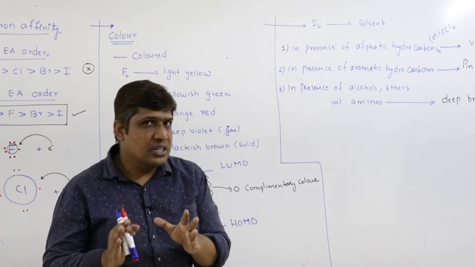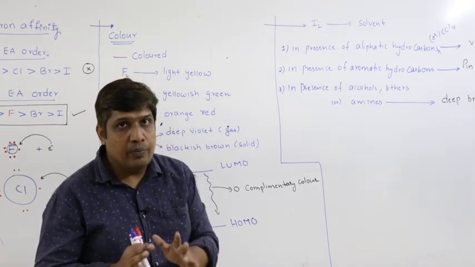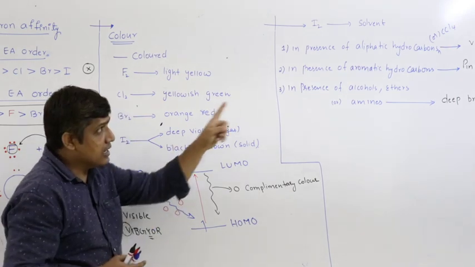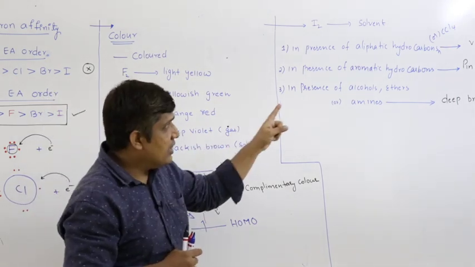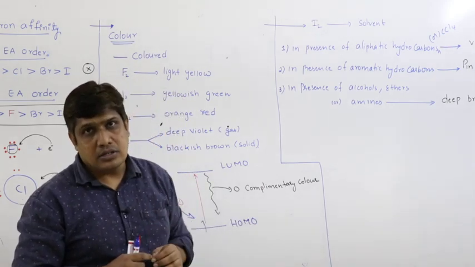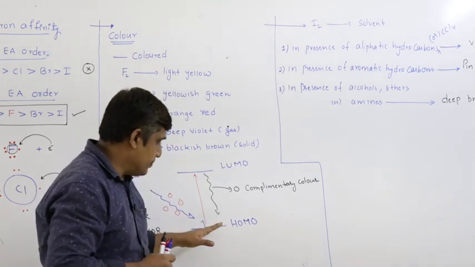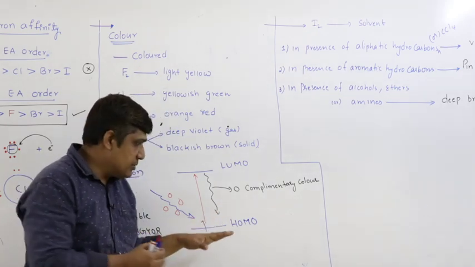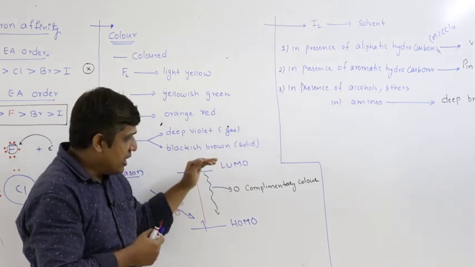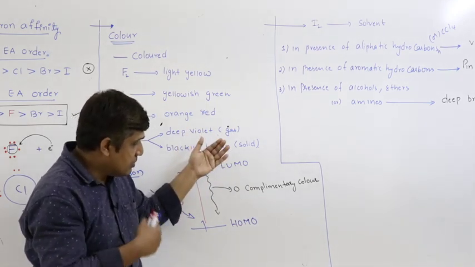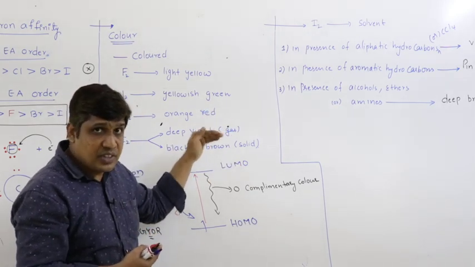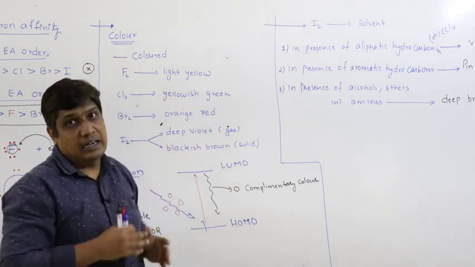So, if they do not possess any non-bonding electrons or lone pairs, they do not alter this energy difference, hence the color remains the same. If I take aromatic hydrocarbons, they possess pi electrons. These pi electrons will add to HOMO, that means they occupy HOMO, not this HOMO, another HOMO, this becomes HOMO, and the next molecular orbital becomes LUMO. Because of this, the energy difference will alter.